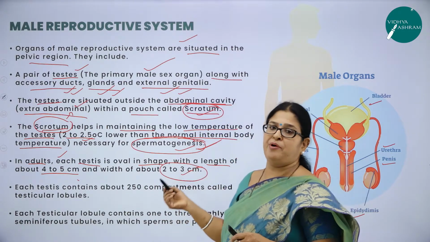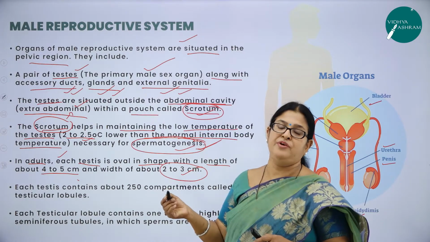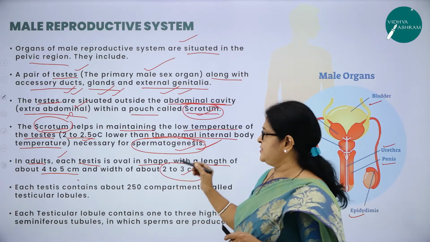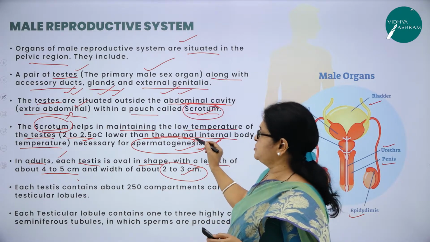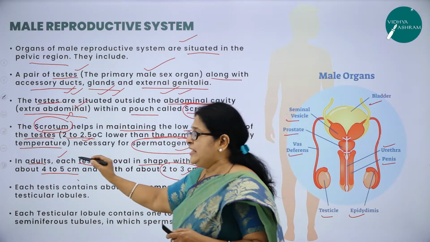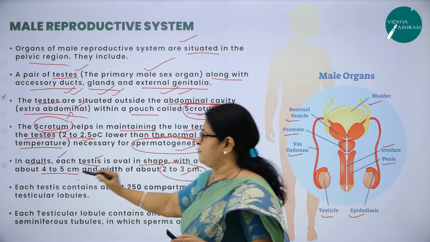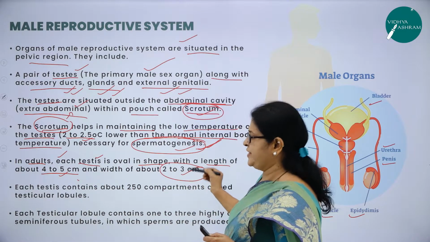It is a very important event in the male, that is the process of formation of the male gamete called sperm from the seminiferous tubules of the testis. Formation of sperm is called spermatogenesis. And in adults, each testis is oval in shape with a length of about 4 to 5 centimeter and a width of about 2 to 3 centimeter.